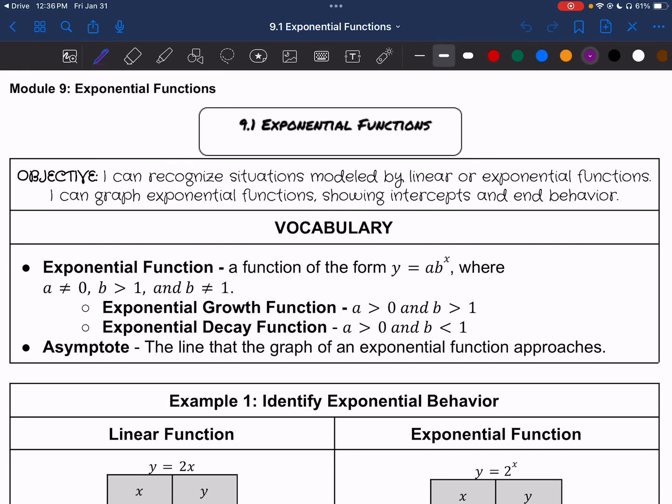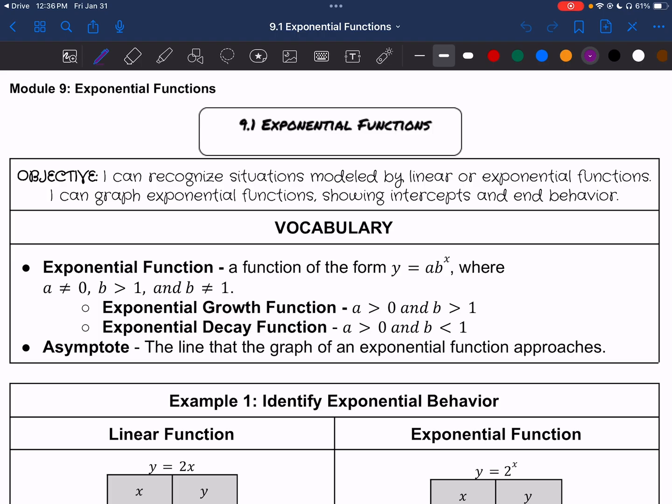Hello, and welcome to the first lesson in Module 9, 9.1. This is Exponential Functions. Our objective for today is that I can recognize situations modeled by linear or exponential functions, and I can graph exponential functions showing intercepts and end behavior.